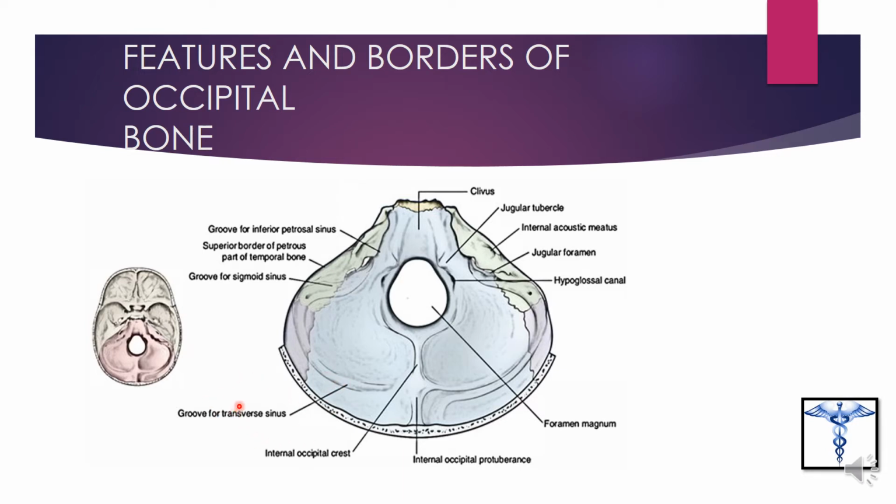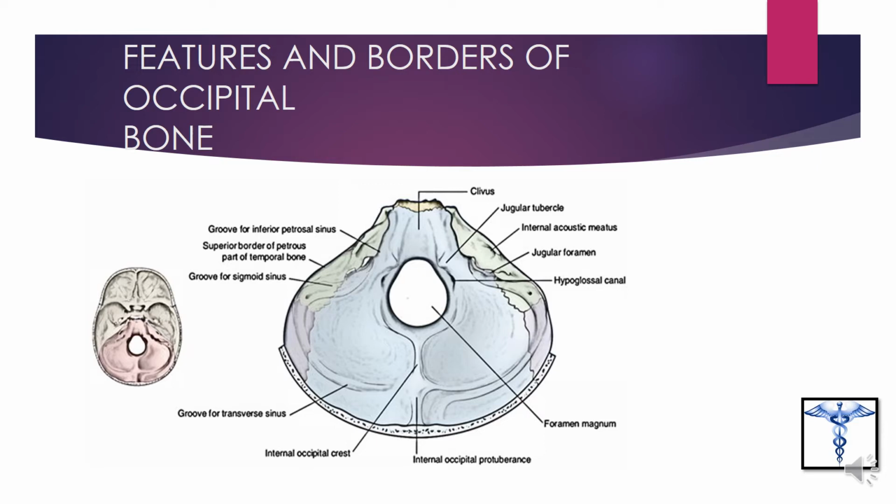One more thing that you have to remember is that the right and left transverse sinuses join to form the sigmoid sinus, and then this sigmoid sinus runs through the jugular foramen and forms the internal jugular vein.